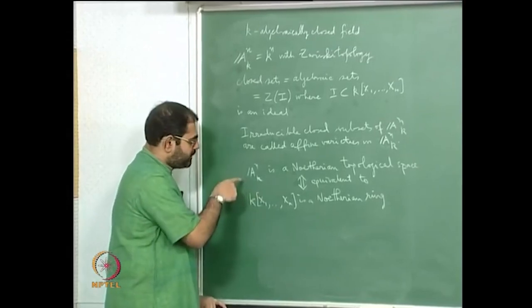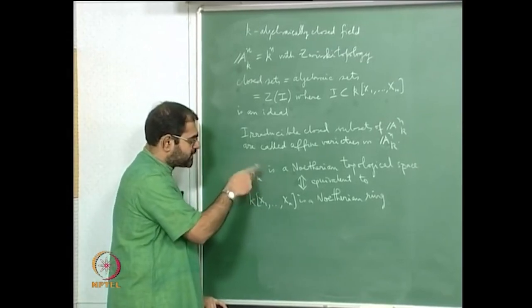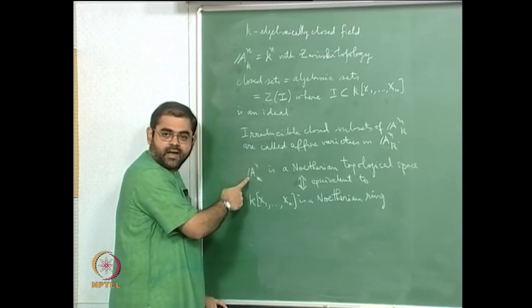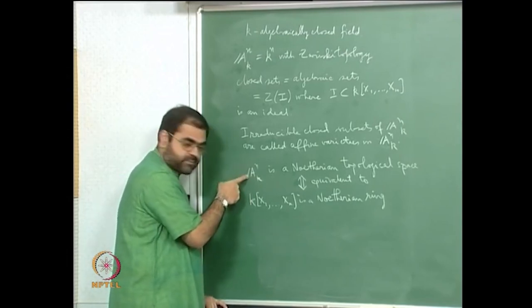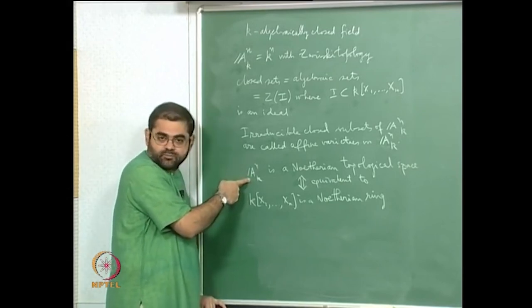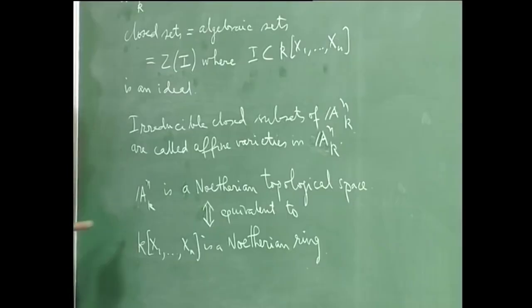So you see, on the topological side, the space An is Noetherian, and on the commutative algebra side, the algebraic geometric side, at the level of topology, the affine space is Noetherian for the Zariski topology. And in the commutative algebra side, the ring of functions on affine space, namely the polynomial ring, is a Noetherian ring, and these just correspond to each other.